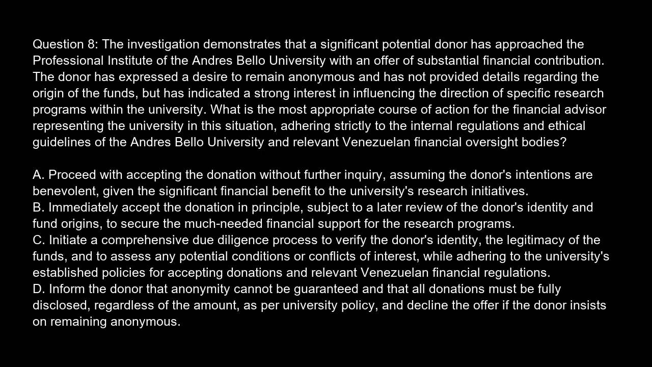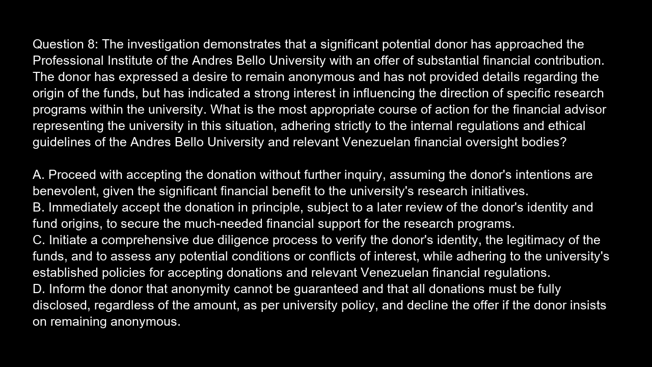Question 8. The investigation demonstrates that a significant potential donor has approached the Professional Institute of the Bello University with an offer of substantial financial contribution. The donor has expressed a desire to remain anonymous and has not provided details regarding the origin of the funds, but has indicated a strong interest in influencing the direction of specific research programs within the university. What is the most appropriate course of action for the financial advisor representing the university in this situation? Adhering strictly to the internal regulations and ethical guidelines of the Bello University and relevant Venezuelan financial oversight bodies.